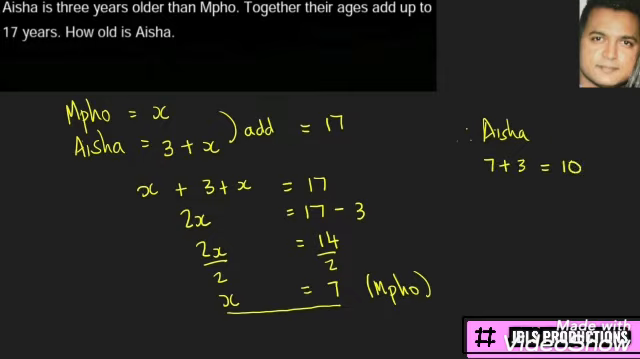Now let's add these two ages up together. 10 plus the 7 will give us 17, which is exactly what the question implies.